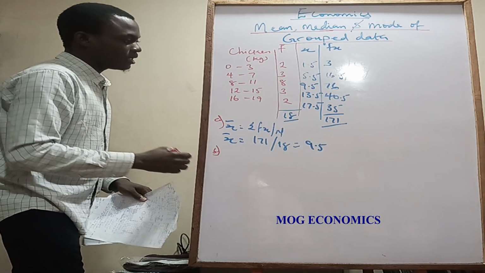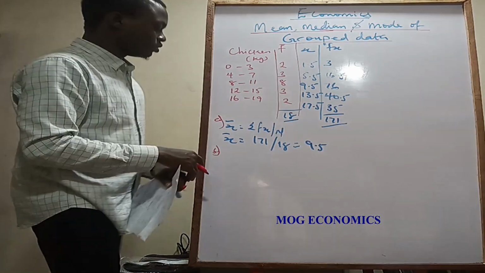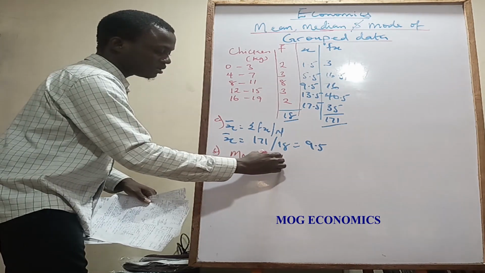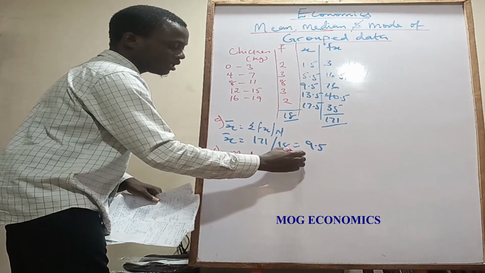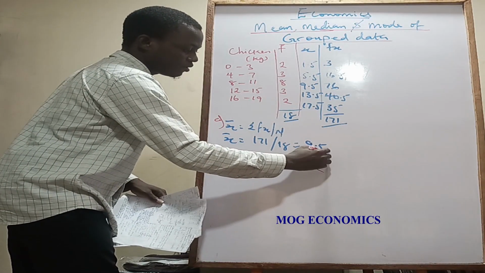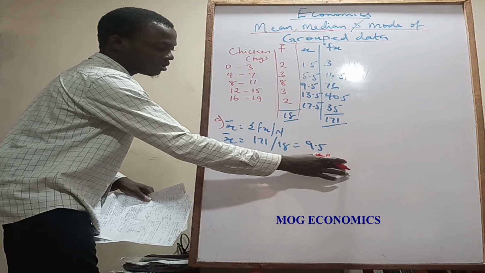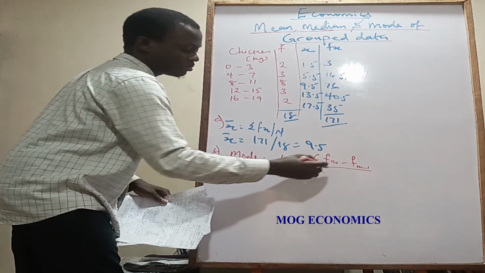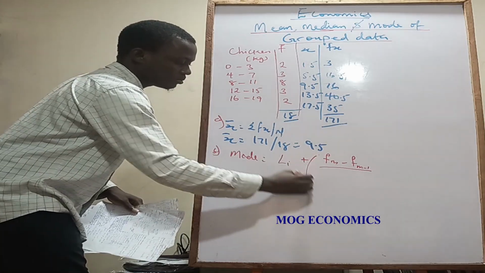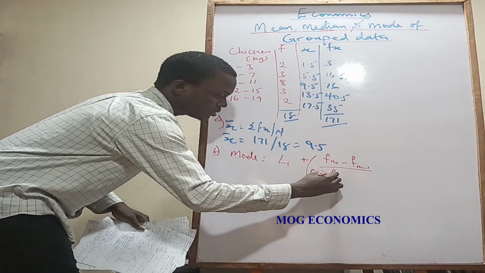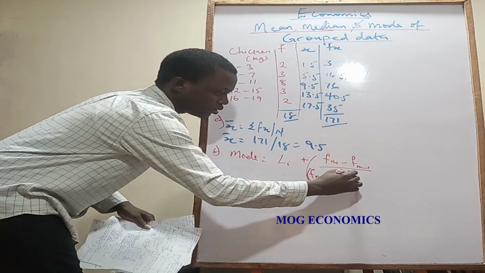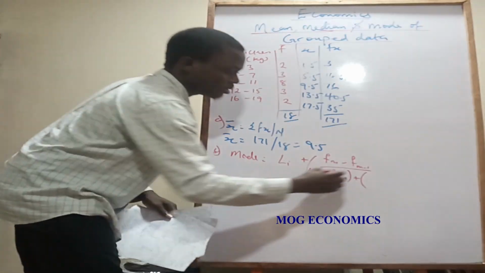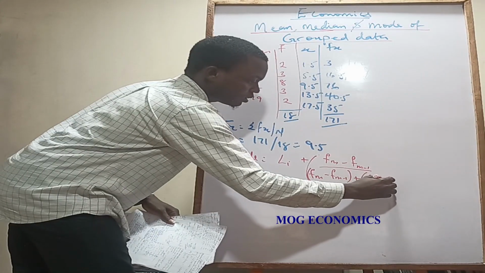B, how do we get the mode? Okay, the formula for getting the mode is: lower class boundary, Li, plus frequency of the modal class minus the frequency before it, divided by frequency of the modal class minus the frequency before it, plus frequency of the modal class minus the frequency after it.